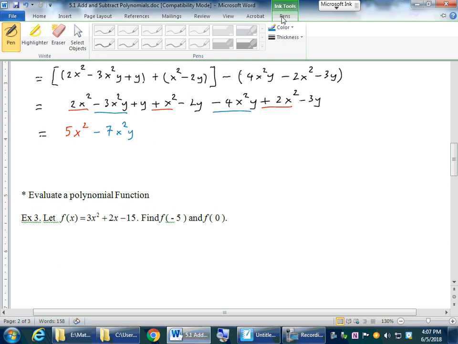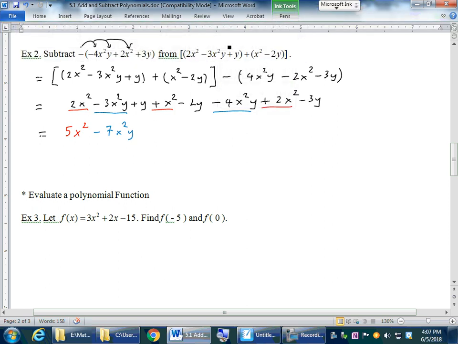And lastly will be the y term and a y term. So it will be negative 5, so it will be 4y. That will be my final answer.